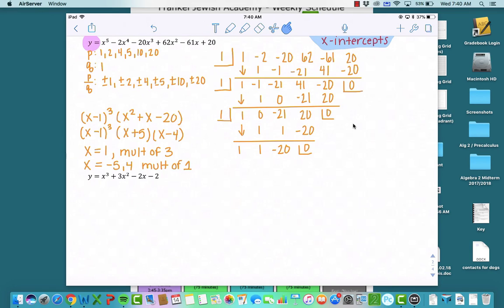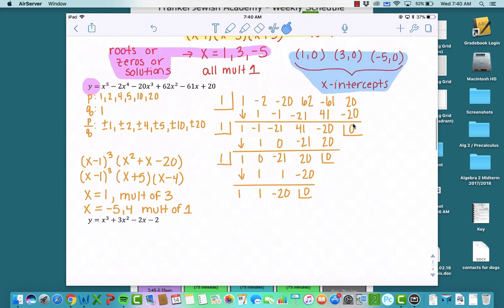And again, we can always double check. Because I have 3 1s, I have 1 5 and 1 4, that's 5 roots, or that's 5 solutions total, which matches the original degree of the problem. So I know I did it correctly.